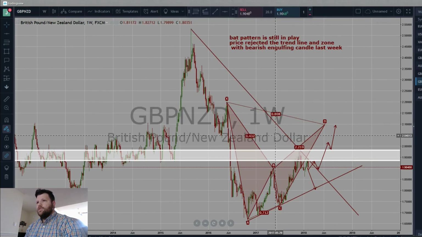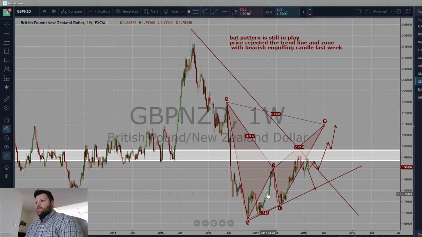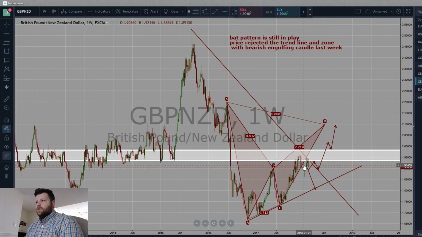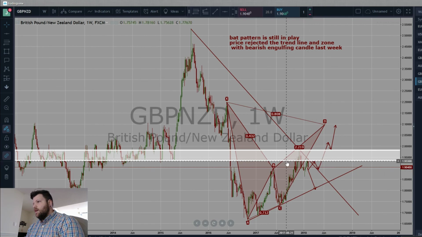Alright, next up is GbpNzd on the weekly time frame. We do have a bat pattern that is drawn, and it is still in play. However, we do have this trend line drawn, multiple touches. We do have a bearish engulfing candle from last week. So it is likely that we will see bearish movement again this week. Not necessarily 100% set in stone.